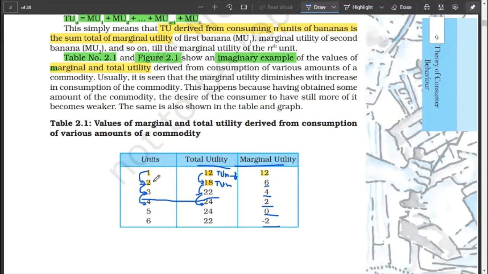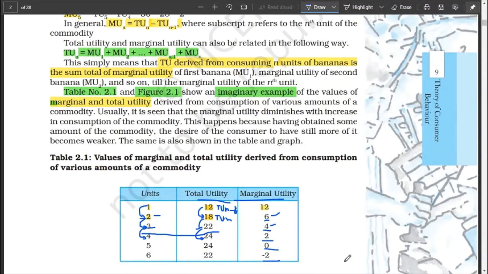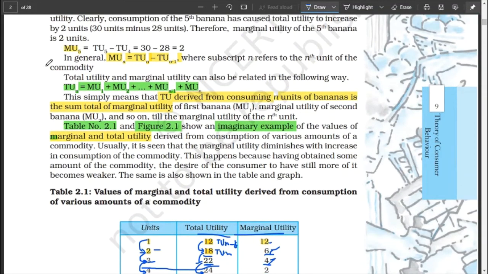TU is the total. After consuming 2, 3, what is the total? MU is of that particular commodity that you have just consumed. It is the utility from the last unit. The second unit gives you 6. The third unit gives you 4. That is the marginal utility. Okay. So you can also express TU as the sum of MU of n number of units. The TU of the second unit is MU1 plus MU2, 12 plus 6 is 18. The TU of the third unit is MU1, MU2, you add together MU3. So TU is MU1 plus MU2 plus MU3, up to MU n for n number of units.